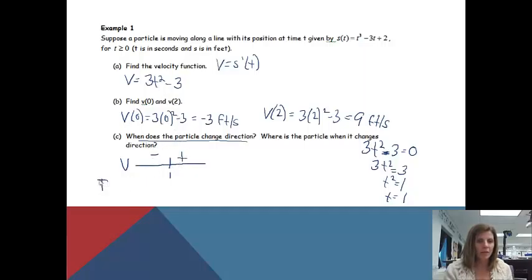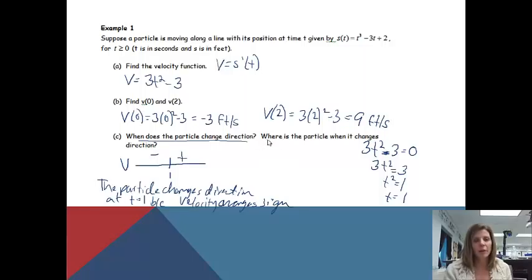So I can say the particle changes direction at t equals 1, and that would be because the velocity changes sign. And I definitely would have to check to make sure it actually changes, okay?